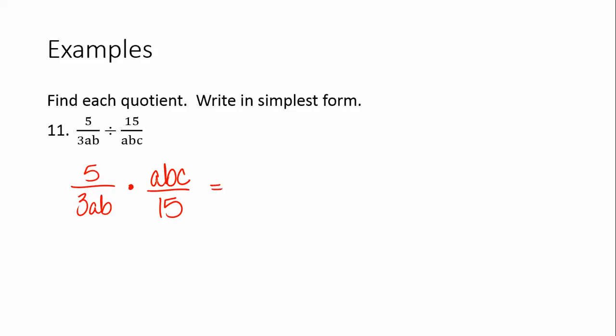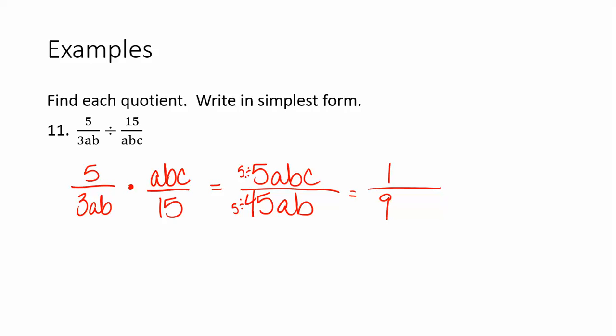So now we're going to multiply across the top. That's 5ABC over, remember that when you have multiplication, you do the 3 times 15 and get 45, and then you just tack the variables onto the back. So first we need to look at 5 and 45, and those are both divisible by 5. So 5 over 5 is 1. 45 divided by 5 is 9, so we get 1/9.